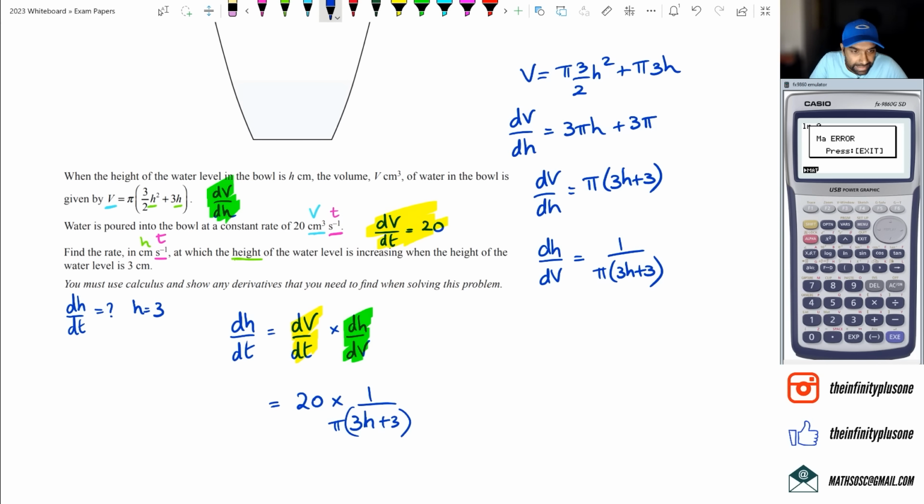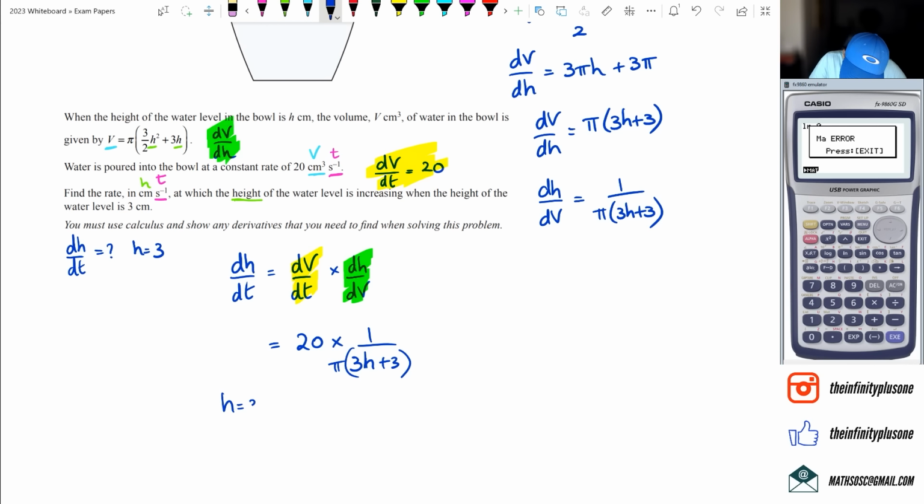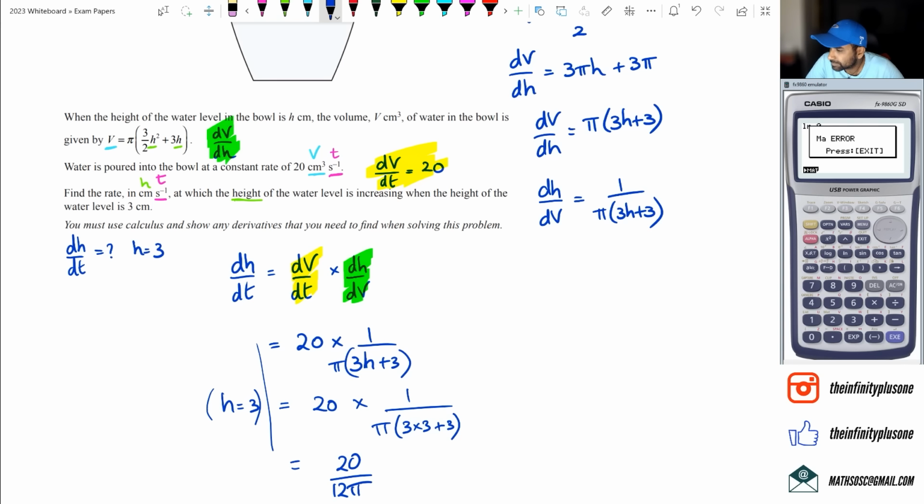Now it actually says that h is equal to 3. So because h is equal to 3, I can write this separately: 20 times 1 over pi times 3 times 3 plus 3, and I'm going to get 20 over 12 pi. Can I leave it like this? I probably can. I would just put down that dh/dt is equal to 20 over 12 pi centimeters per second.